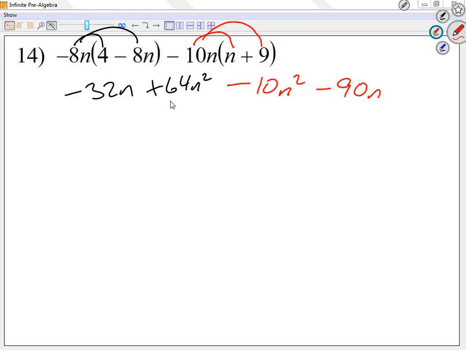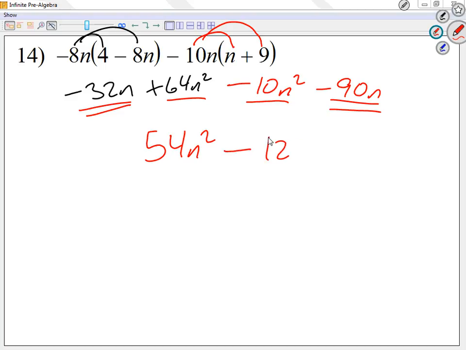So looking at those that have n squares, those two, 64 minus 10. So I'm going to call that 54n squared. And then I can combine negative 32n with negative 90n. So I'm going to call that negative 122n. And that's pretty much it. All right, good luck. Remember, be ready for the test tomorrow. If you have any questions, please ask.